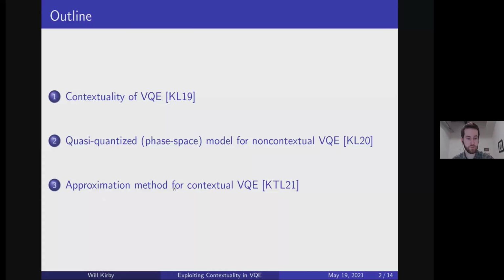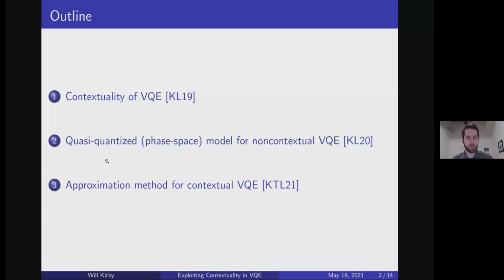Contextual subspace VQE, and we'll get to that in the last section. I'll be giving an overview of results from 3 papers here, but the emphasis will be on this third and most recent one. So in this first part, I will discuss contextuality and how it can appear in Hamiltonians that we use variational quantum eigensolvers, or VQEs, to study, and I'll also review what VQE is.